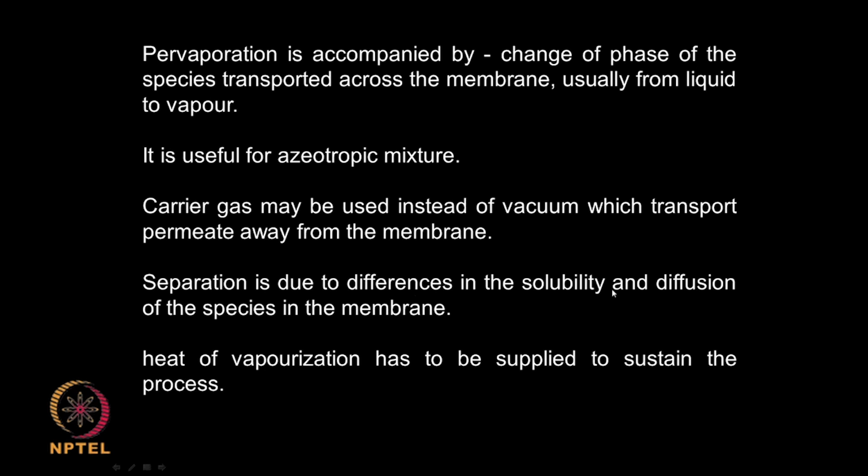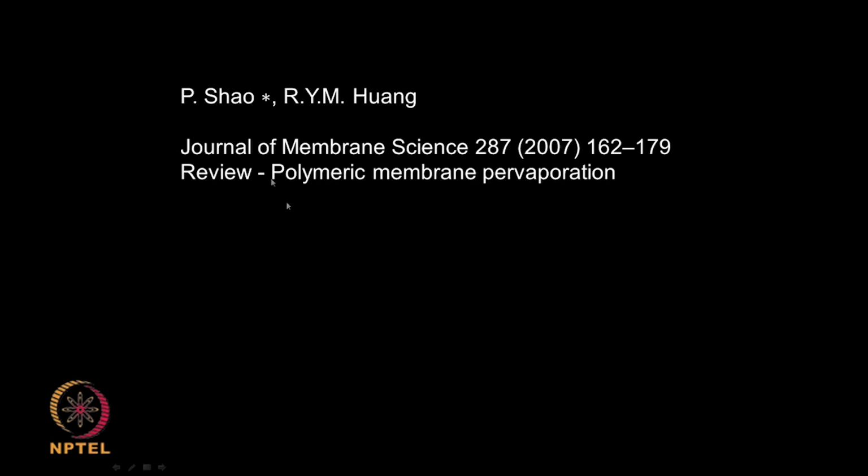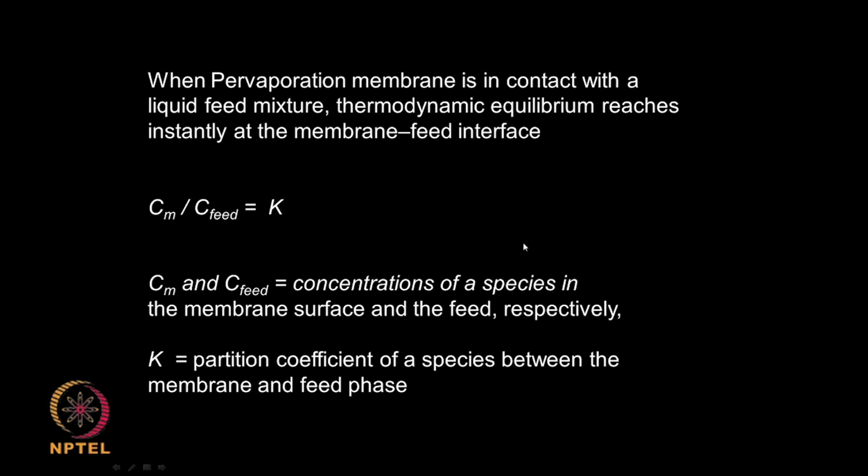So, the separation is not based on vapor liquid, but it is based on solubility and diffusion of the species through the membrane. Okay. So, it is based on solubility and diffusion, whereas distillation is based on vapor liquid equilibrium. So, this is a good book, Journal of Membrane Science, if you want to know more about polymeric membranes related to pervaporation. Okay. Now, in pervaporation, as I said, you have a liquid feed mixture, which is in thermodynamic equilibrium with the membrane mixture actually.